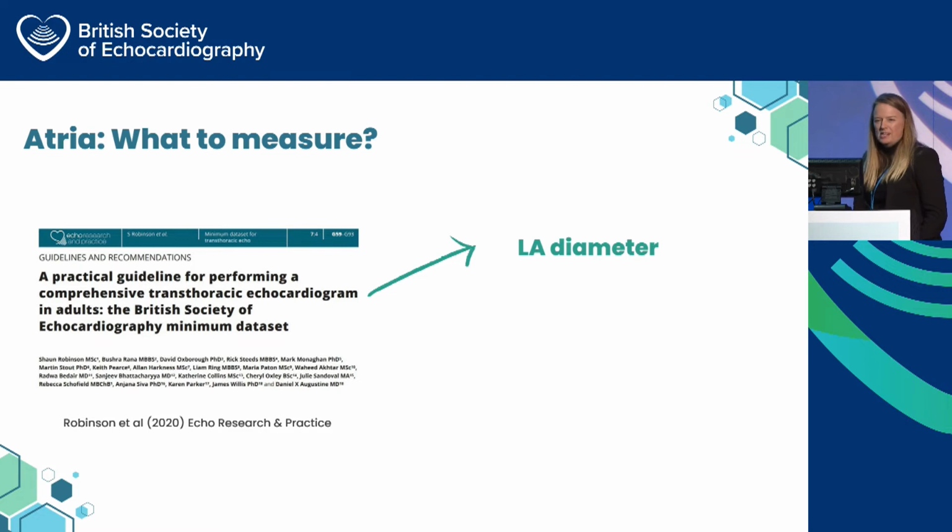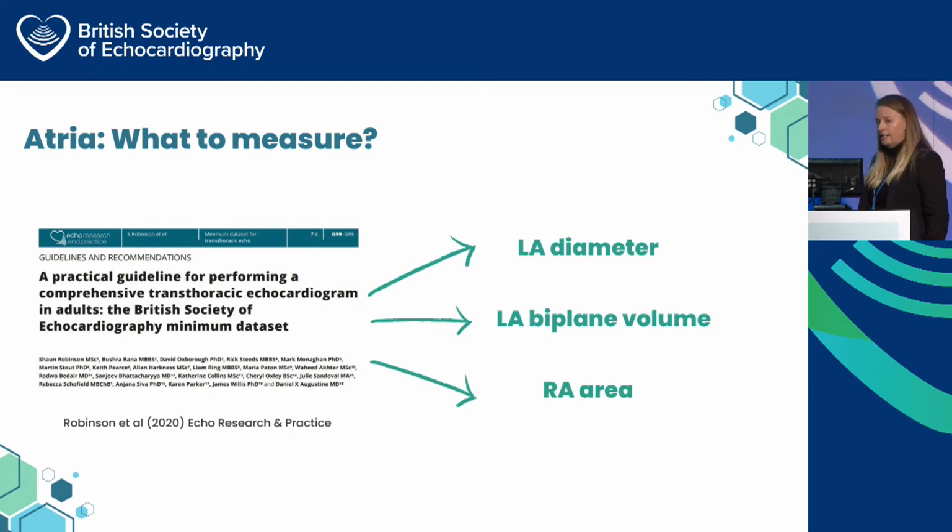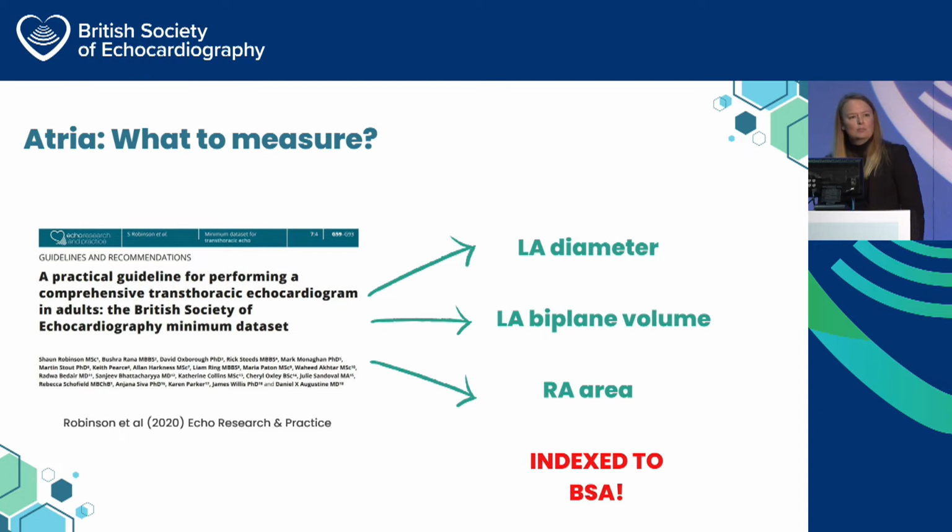The first one is a little bit contentious, and I'll talk about why in a second. That first one is left atrial diameter. The second one is left atrium biplane volume, which hopefully you're all doing in your practice, but we'll go through that. The third one is right atrium area. Really importantly, we must be indexing these measures for body size. Everybody should be measuring height and weight in their outpatients particularly, sometimes a bit more challenging in inpatients, so that you can correctly categorize whether these values are normal or not.